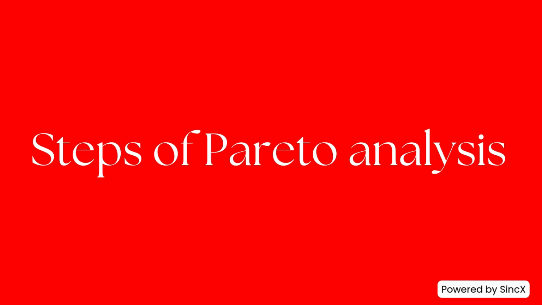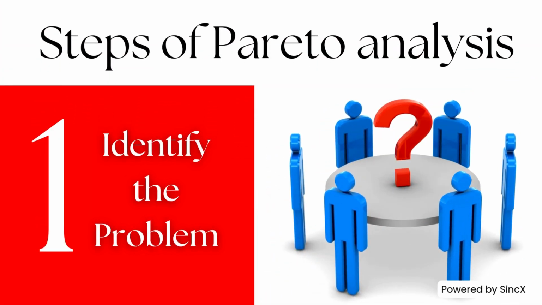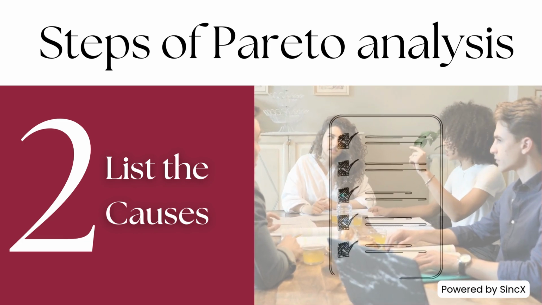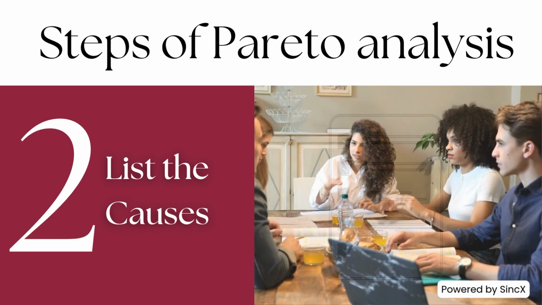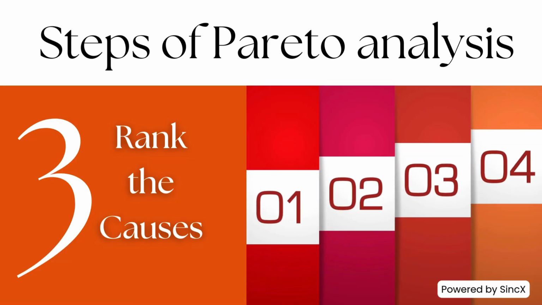Steps of Pareto analysis. First, clearly define the issue you're facing, like a drop in product quality or more customer complaints. Second, identify all potential factors contributing to the problem through brainstorming or data collection. Third, evaluate and rank the causes based on their impact or severity.